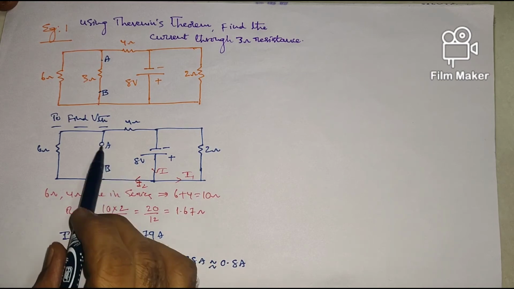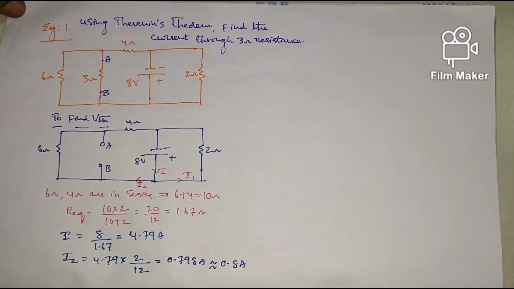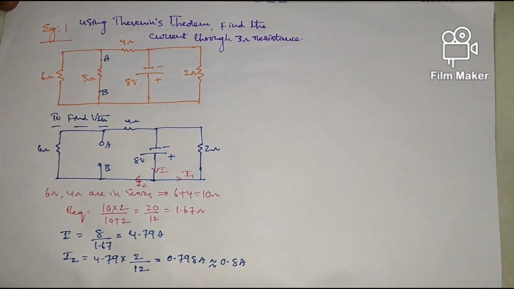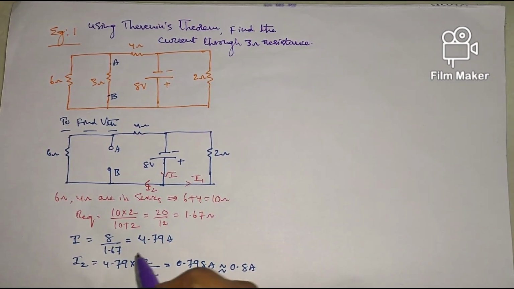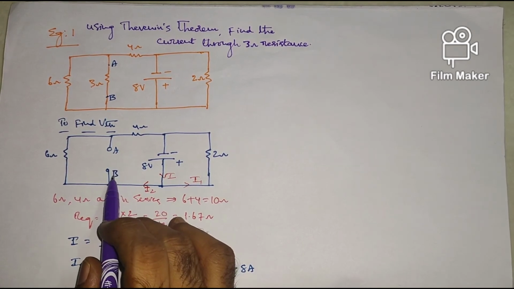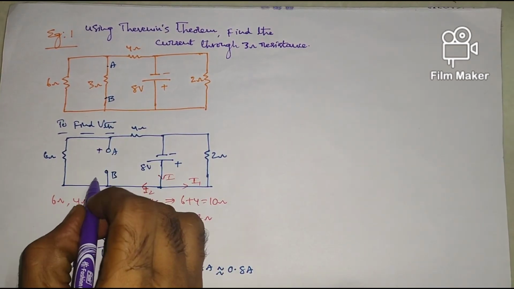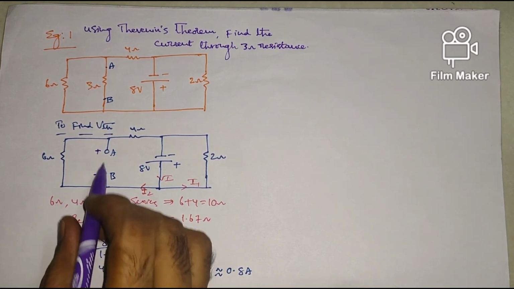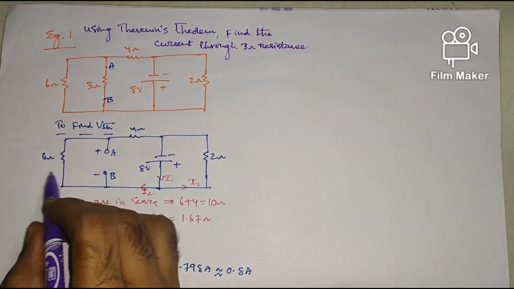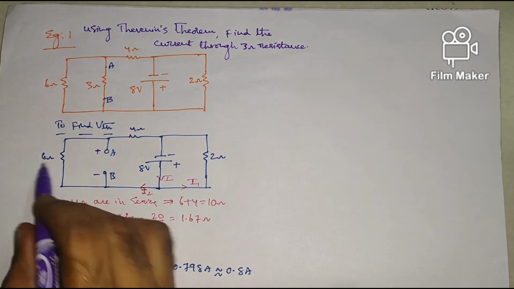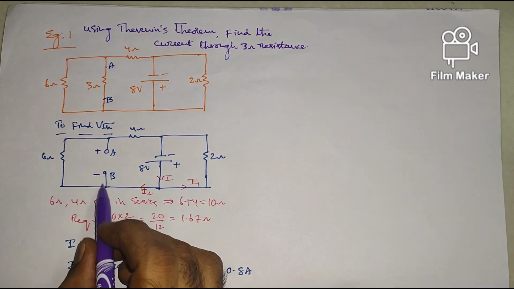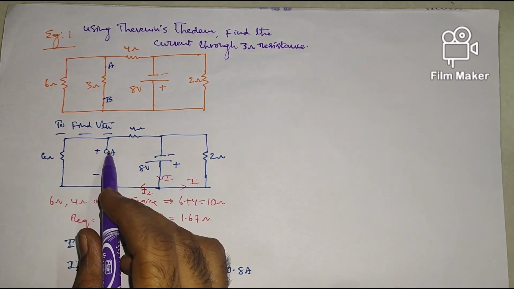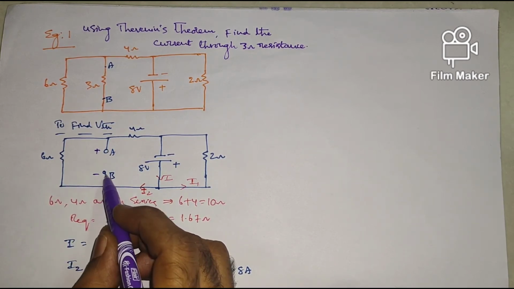And now we have to find out VAB here. In order to find out the value of VAB, let us assume the source of VAB here such that A is positive and B is negative. Let us consider like that. And this VAB is nothing but the voltage drop across the 6 ohm resistance. We can find out either way, in order to have the magnitude of VAB or V Thevenin.